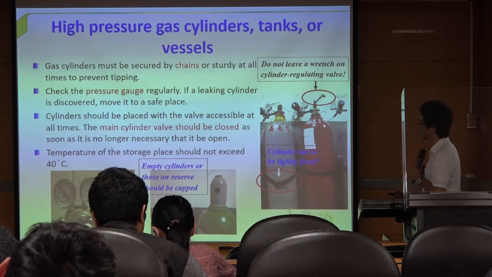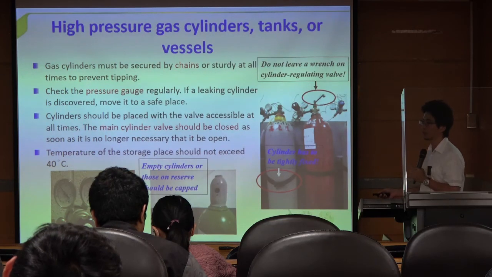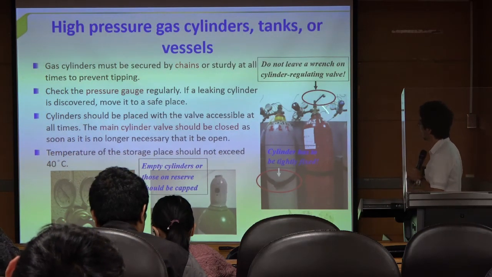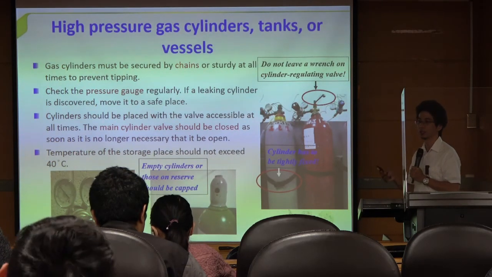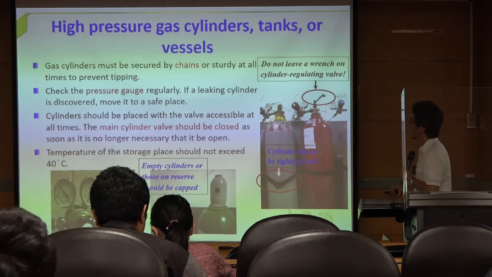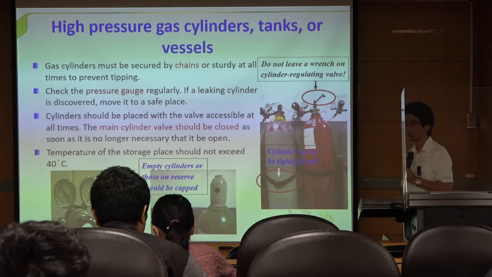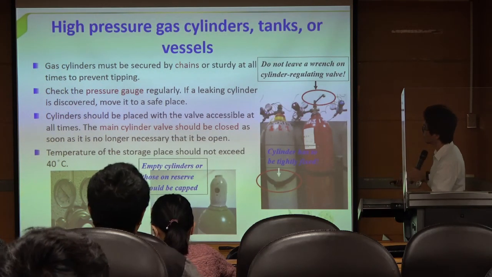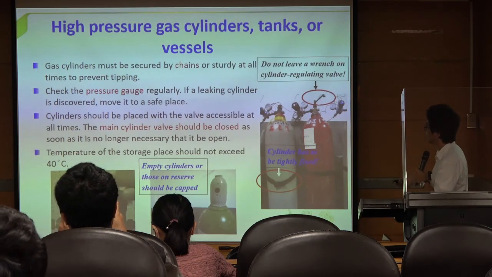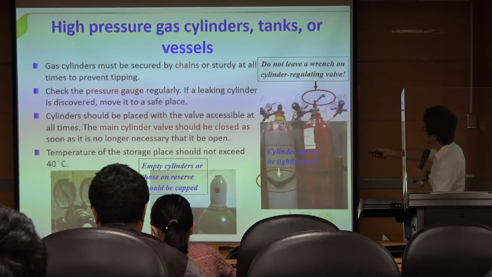Then you will install the gauge to monitor the pressure inside. But the pressure and the composition inside the cylinders is very dangerous. Lots of pressure gauges have high pressure, more than 7 kilograms per centimeter squared. So the pressure stored in the cylinder is very high. Be aware of that. So the main cylinder valves should be closed.